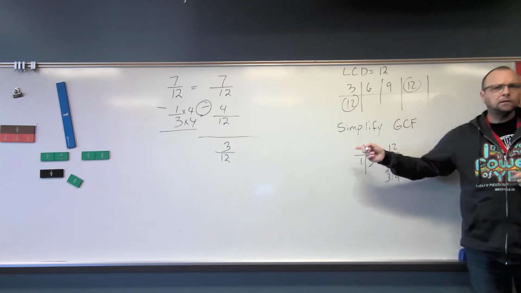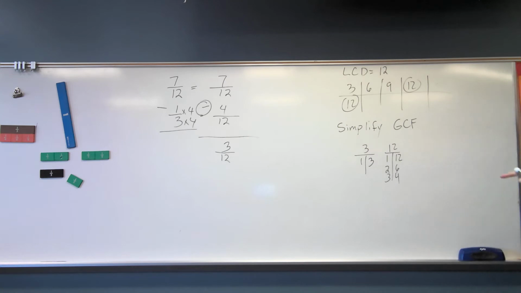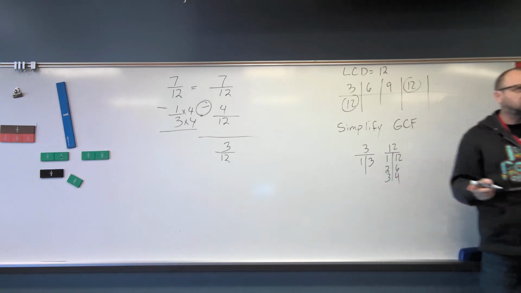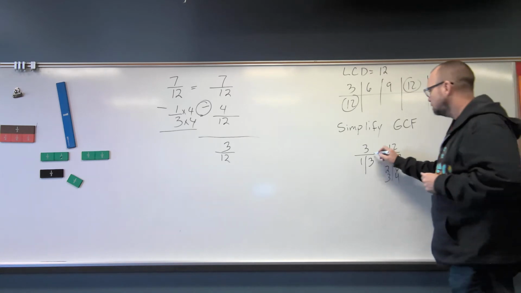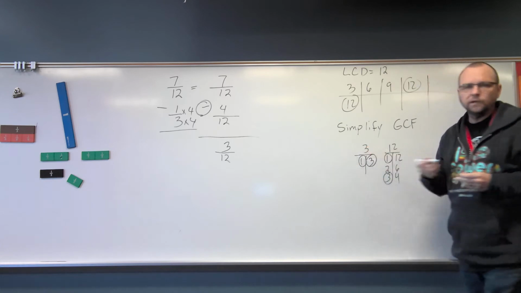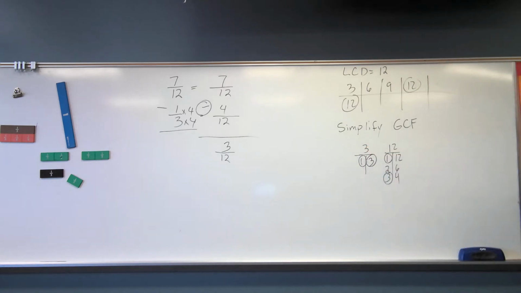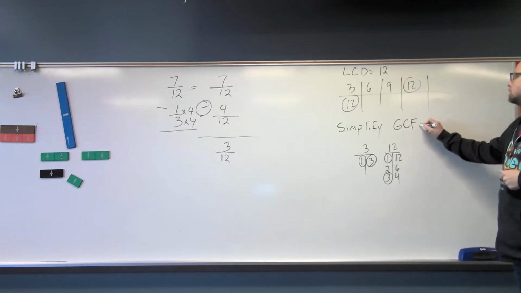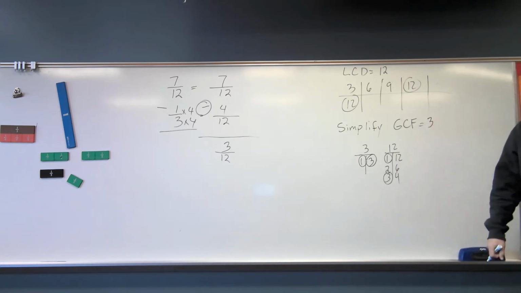What kind of number is 3? Prime. 12? Composite. And Samantha, what's the biggest one they have in common? 3. They're always going to have a 1 in common. 3 is the biggest one they have in common. So our greatest common factor is 3.